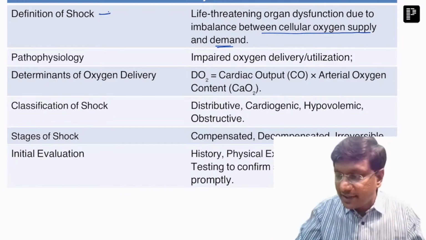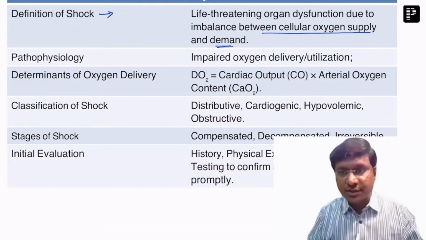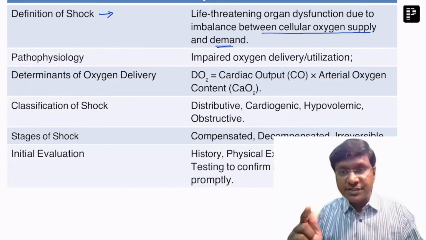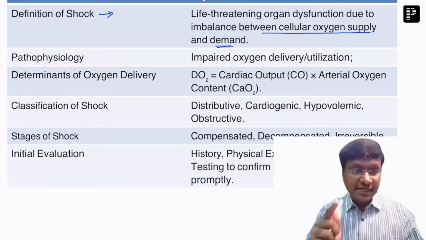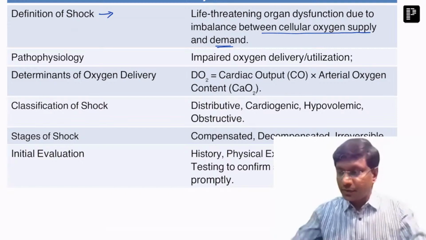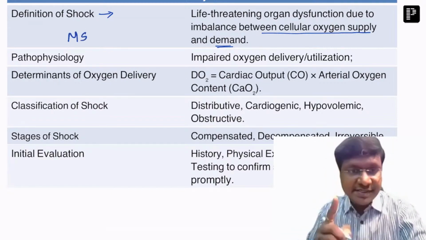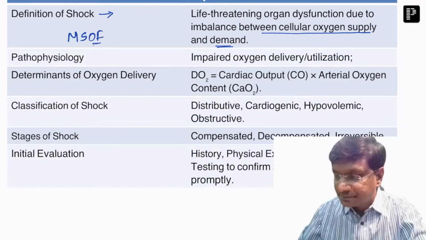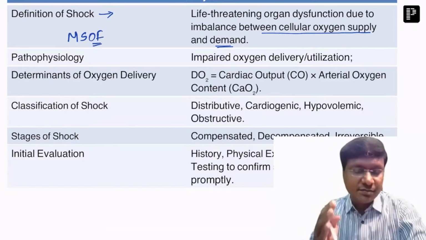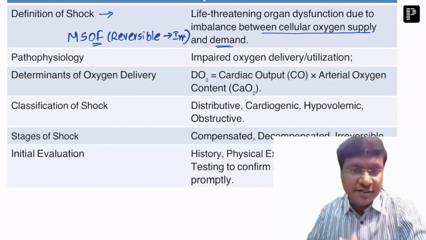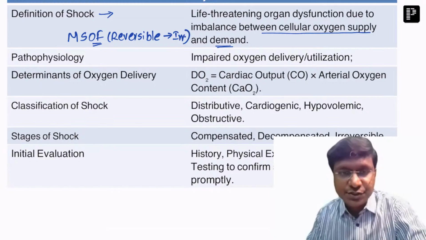And what exactly will be the basic consequence of shock? The individual can progress from a reversible to an irreversible phase that will lead to multi-organ dysfunction. So these patients will have multi-system organ failure. Initially this multi-system organ failure will be in a reversible state, and this reversible state can progress to the irreversible state. That is what will happen in a patient with shock.